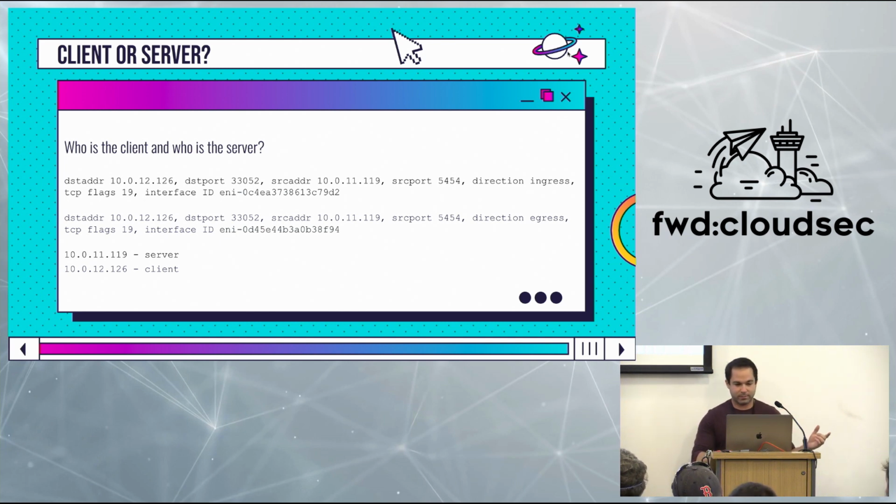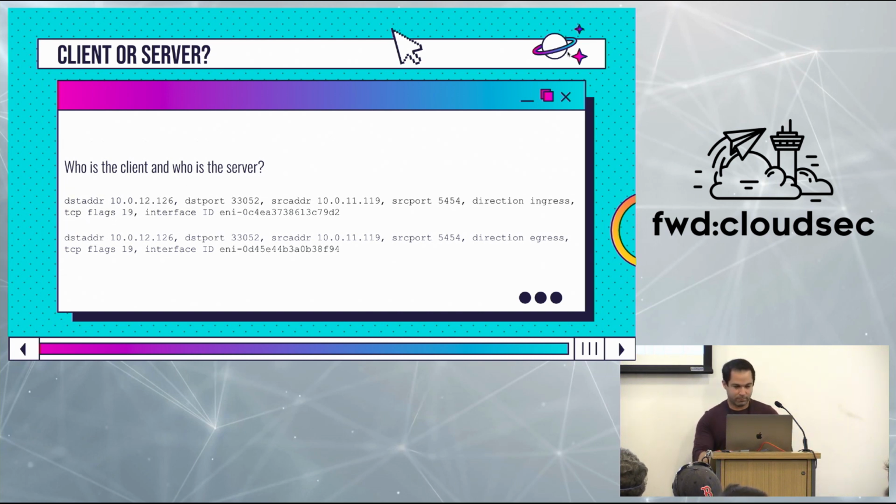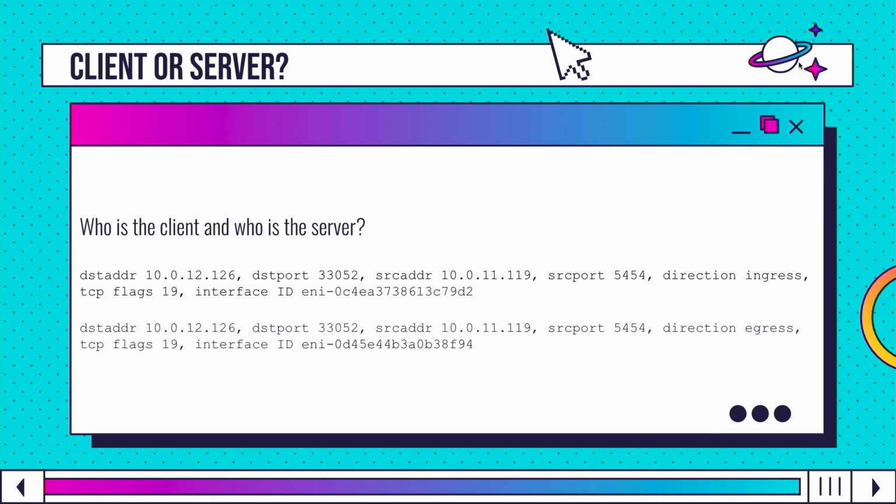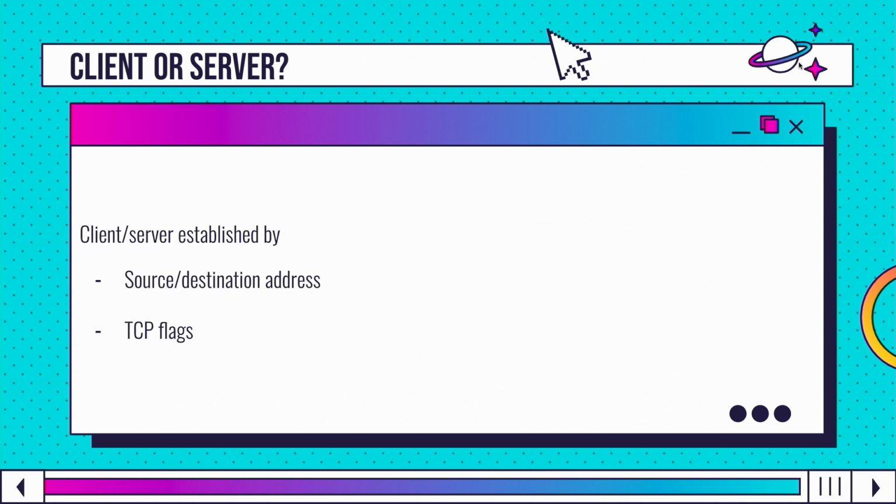How do you know the difference? The TCP flags. Here we see 3. Here we see 3. This was the communication from the client to server. And then here 19, or the server to client communication. So you really have to look at both the source and the destination address, as well as the TCP flags to understand flow direction here.